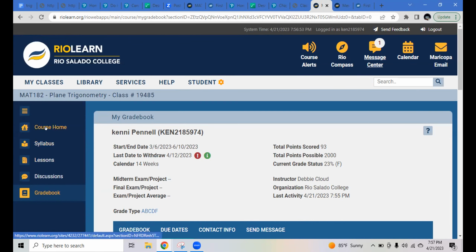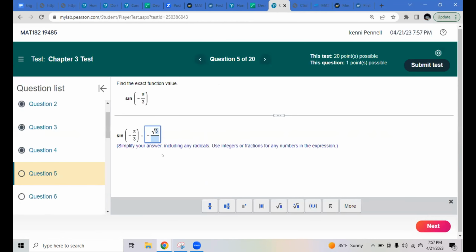It's up to you if you want to do this now. We probably should get back to the lesson. Yeah, you're right. Well, I'm screwed anyways, so whatever. Okay, square root of 3 over 2. Over 2. Okay. Yeah.